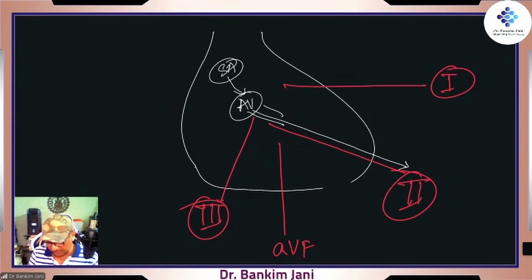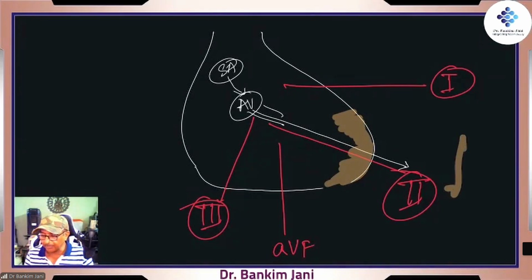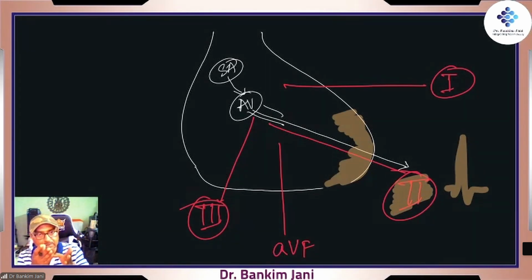Whenever this muscle is enlarged, if there is more muscle, we'll get a bigger spike in lead 2, because lead 2 is watching directly. All the current that is coming is experienced by lead 2. Lead 3 is watching from the side. Lead 1 is watching from the top.